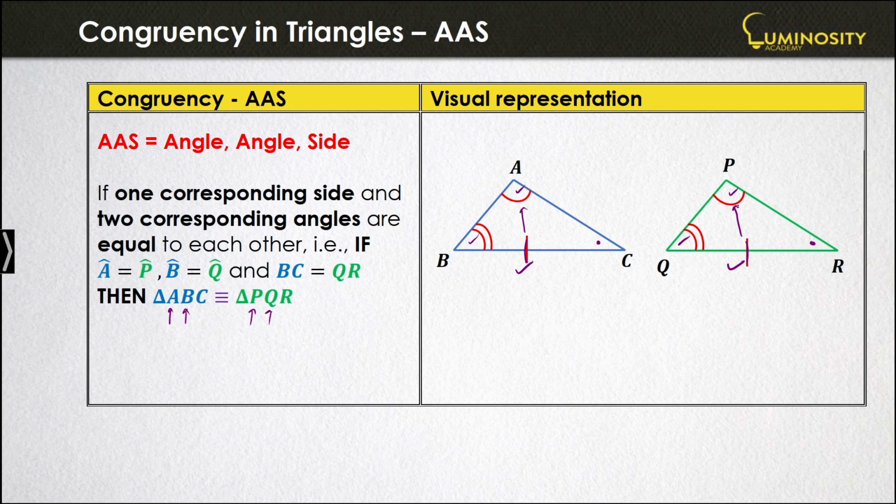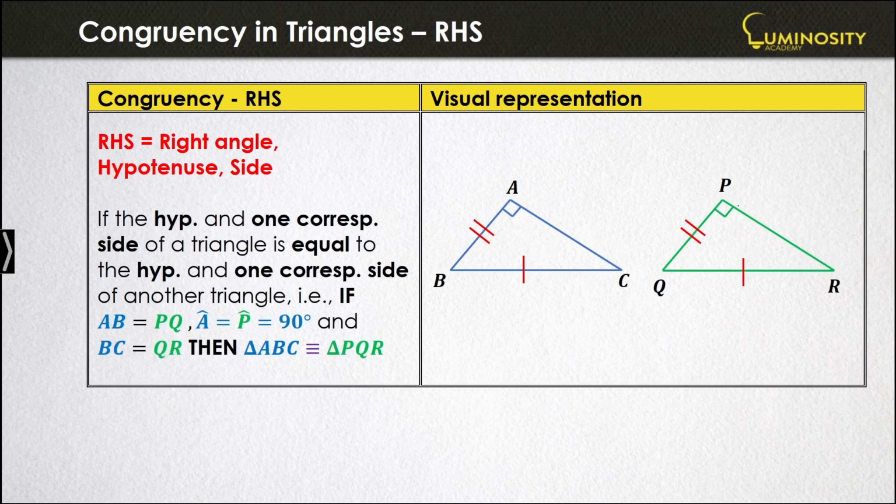So again, the only way this one works is if you know two corresponding angles are equal, and on one of the sides of the corresponding angles, if they have the same side lengths, in this case BC and QR, then you can conclude that those two triangles are indeed congruent to each other.